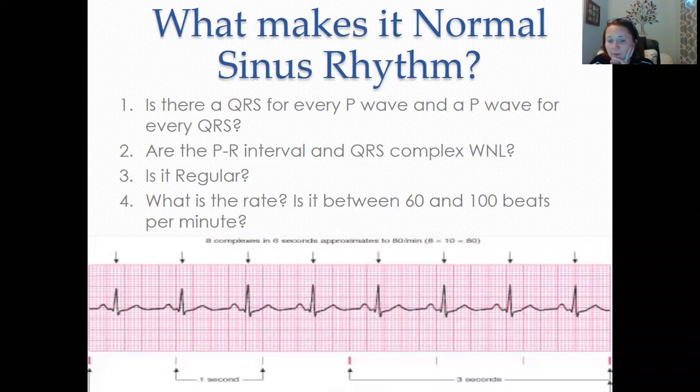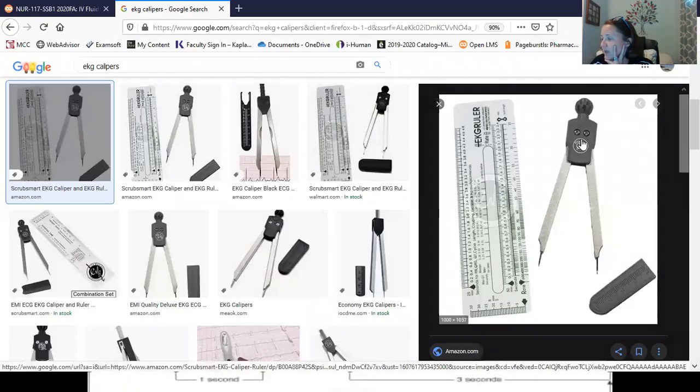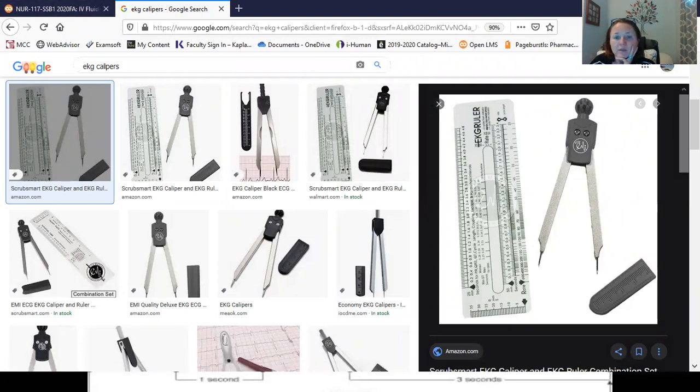I'm just going to pull up a picture of calipers real quick. So here's what calipers look like. What you can do with them, let me annotate again, is when you're comparing them to an EKG, you can put these little points right on the tips of the QRS complexes. After you measure out one QRS complex, you can march it out to make sure that they all measure the same distance from QRS complex to QRS complex. So that's how you're going to determine if it's regular.